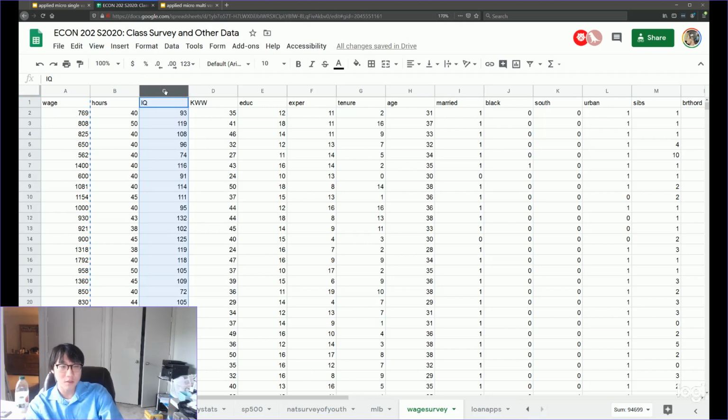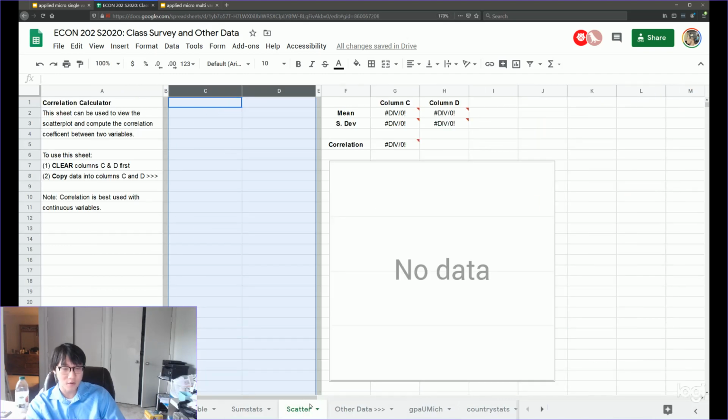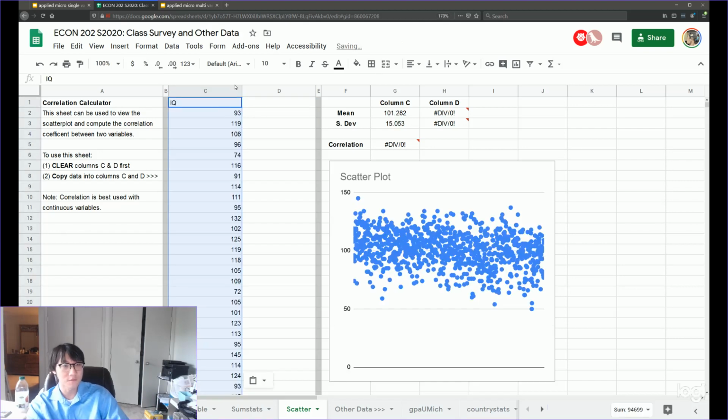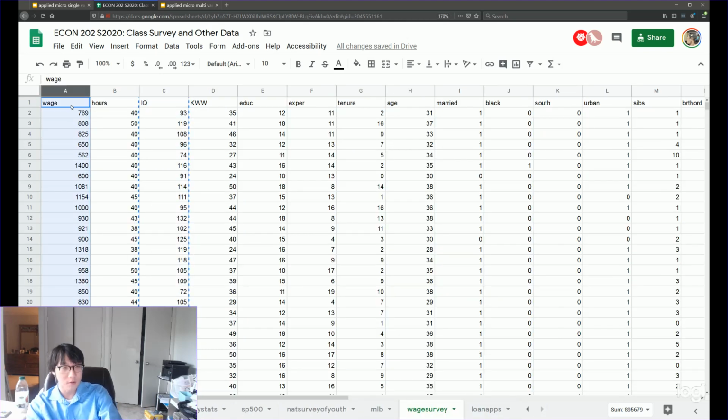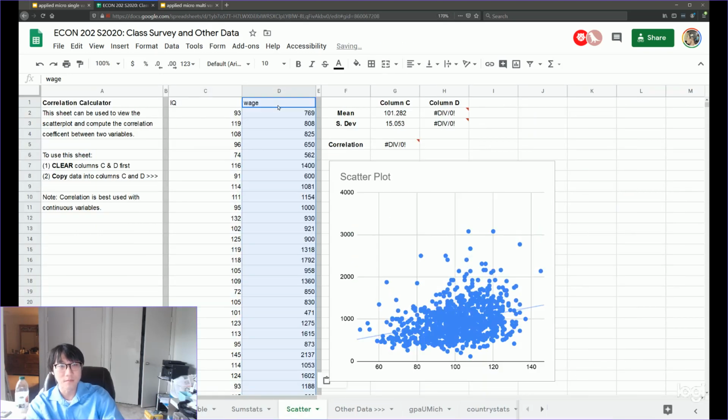What I'm going to do is take this IQ column and copy it. Then I'm going to go over to this sheet that's titled scatter, which we haven't used yet, and copy that variable into the first column, column C. Then I'm going to go back and take my other variable, wage, and copy it into this next column, column D.